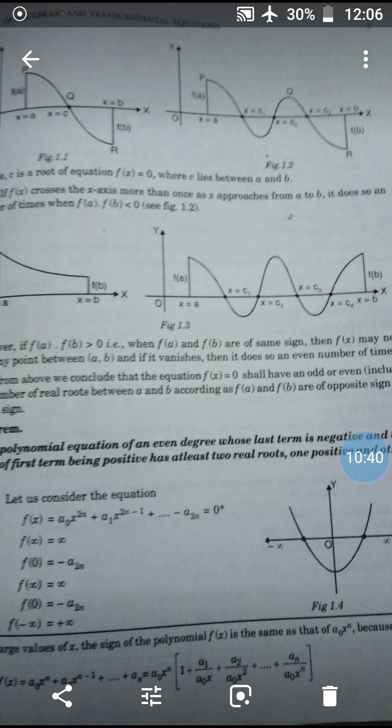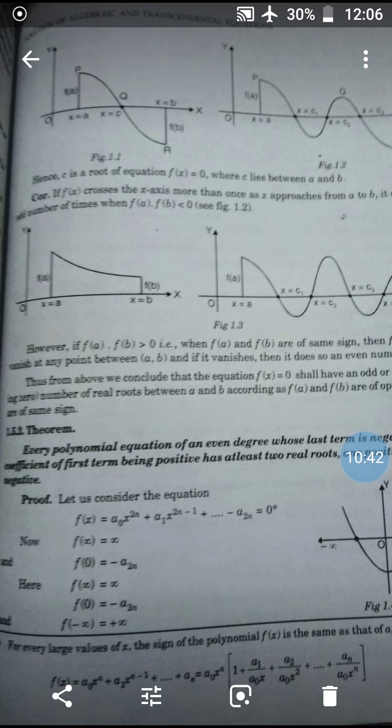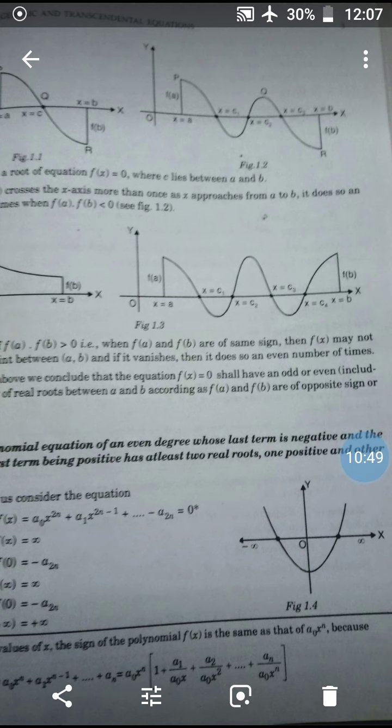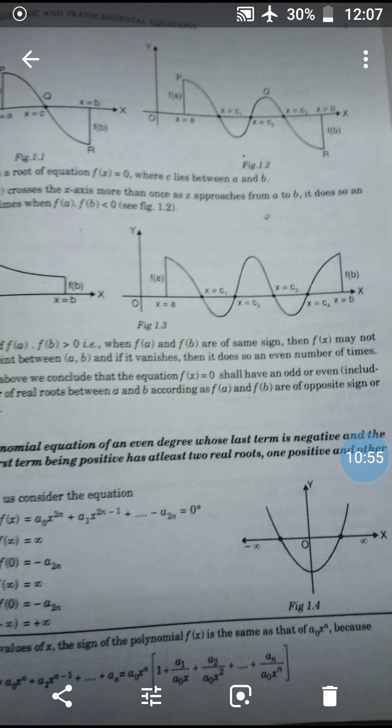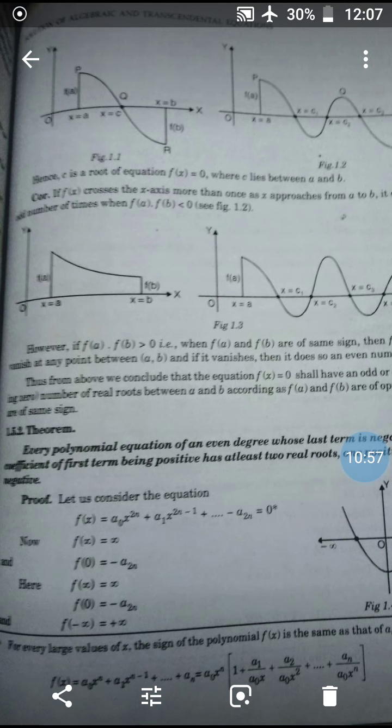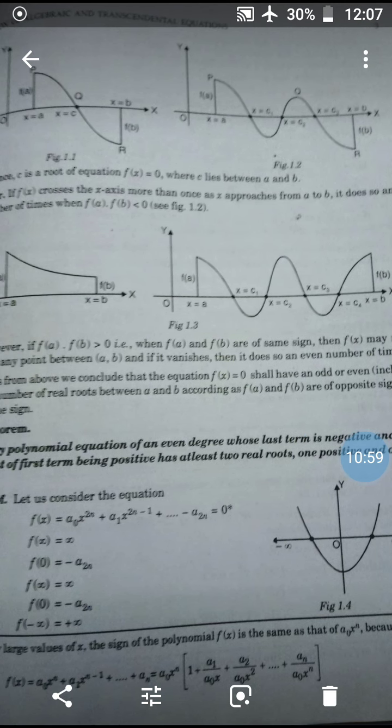We can say from figure 1.3. Now the next theorem is: every polynomial equation of an even degree whose last term is negative and the coefficient of the first term being positive has at least 2 real roots, one positive and one negative.